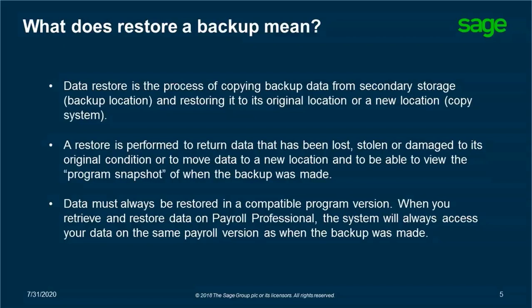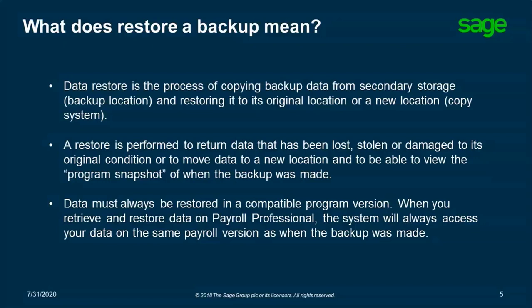A restore is performed to return data that was lost or stolen or damaged to its original condition, or to move data to a new location to be able to view the program snapshot of when the backup was made. We call it a snapshot because at that point in time when the backup was made, all the calculations were doing something, and the information and data was saying something. As soon as you access a backup, you will be able to change some data again if you want to. But at the point when the backup was made and the restore is made, the information was exactly the same.